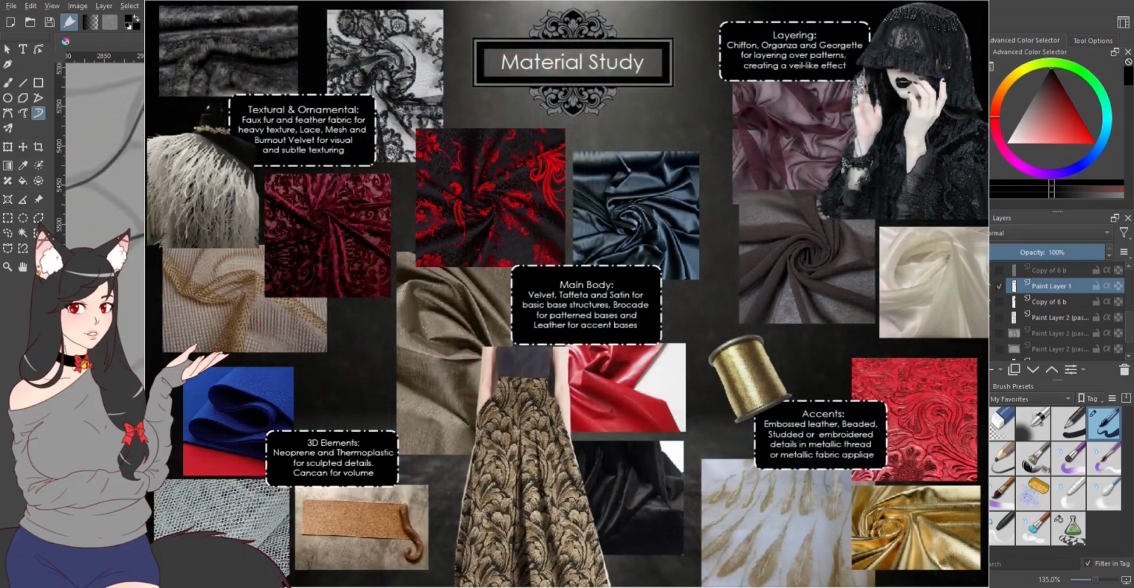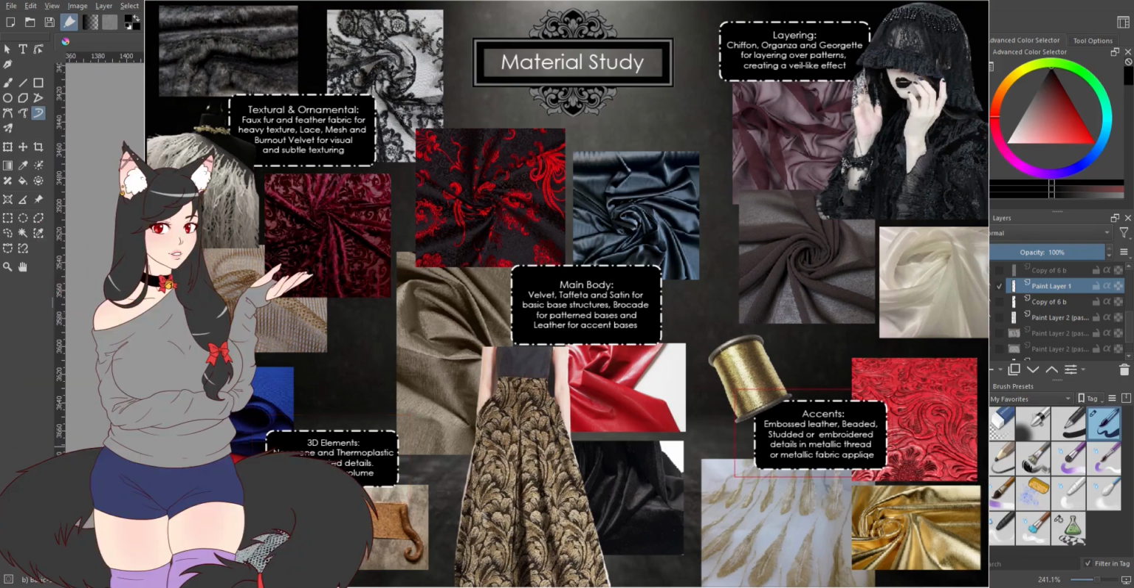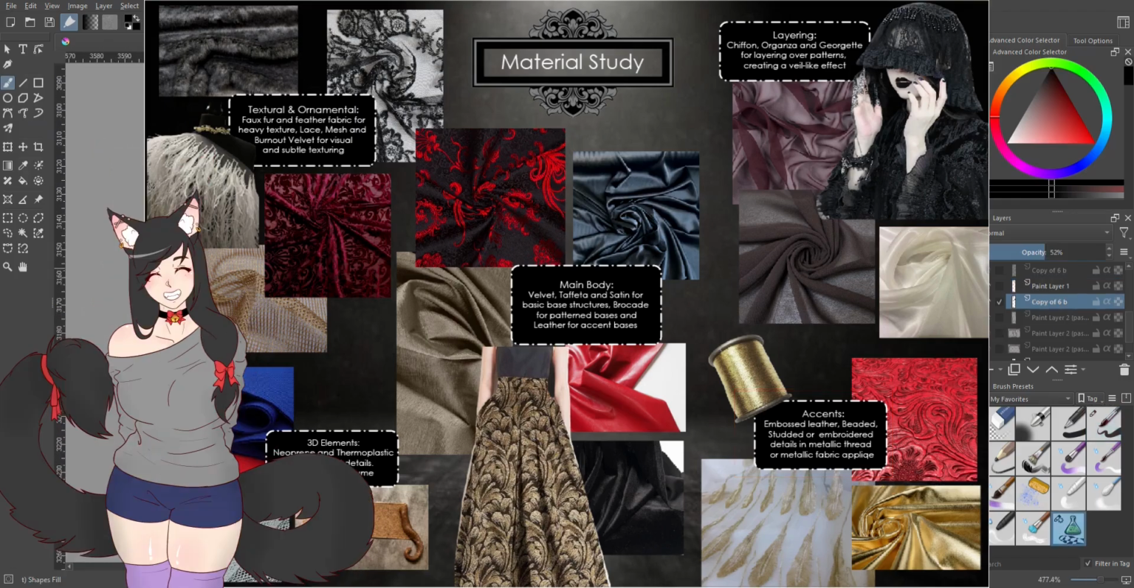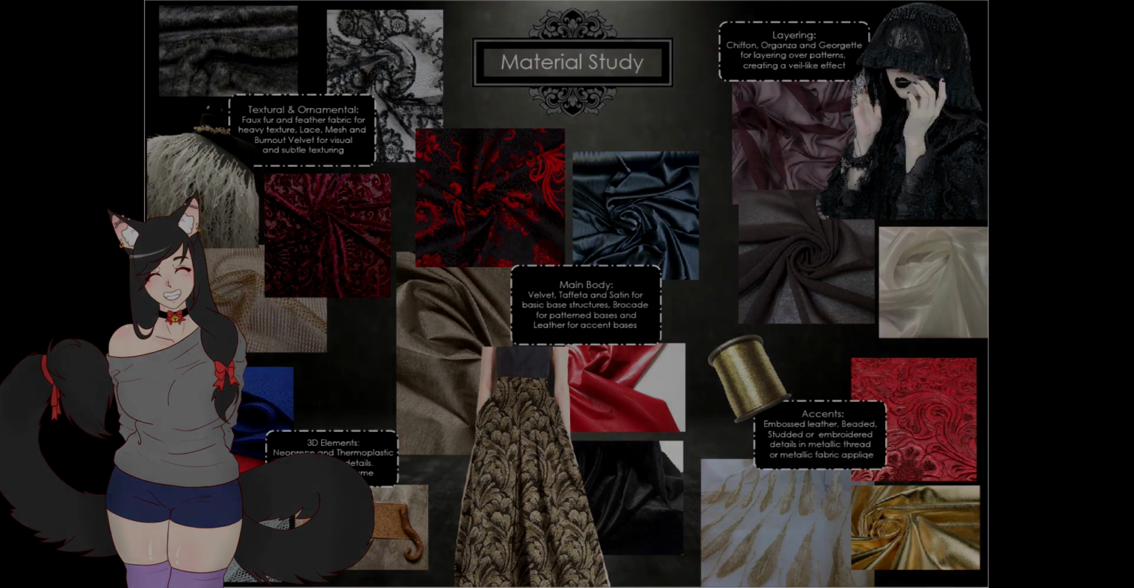For 3D elements, we can use neoprene, which is a type of foam, and thermoplastic for sculpted details, and of course cancan to accentuate the volume of skirts. For accents, I've chosen to use embossed leather, beaded or studded, or even embroidered details in metallic thread or metallic fabric appliques. As always, feel free to go wild with this. This doesn't have to be what you're using in your final range. This can just be, oh, this is what can work within what I'm using, and this is what would look good. This is what I could do.